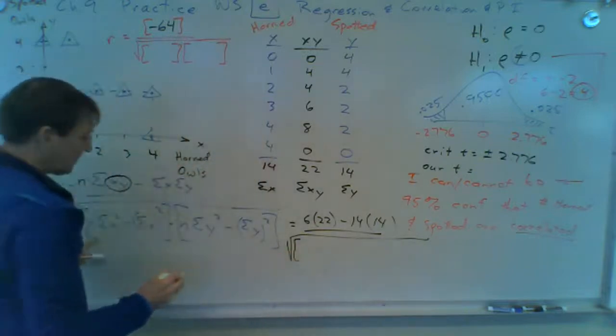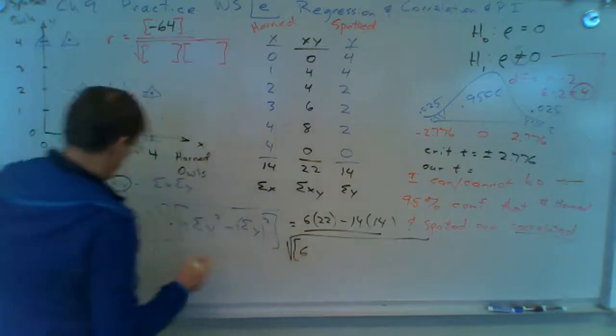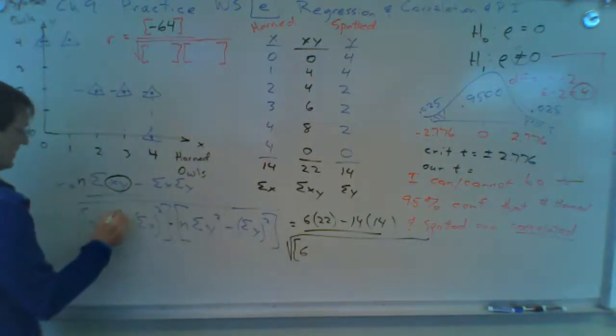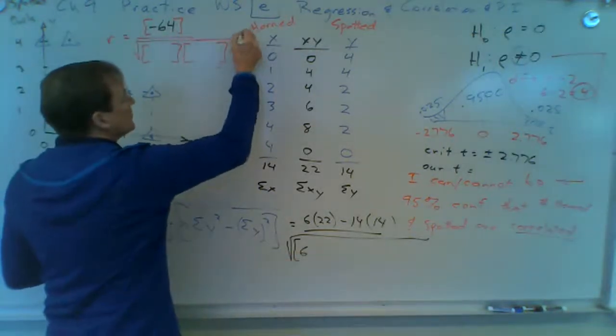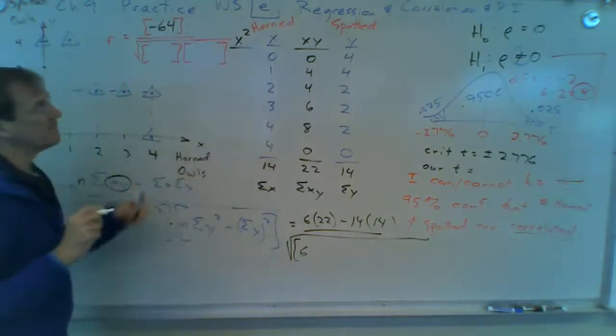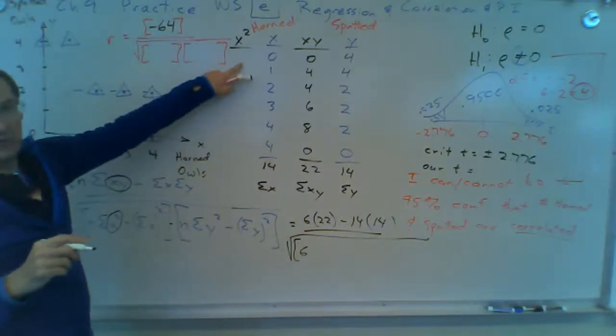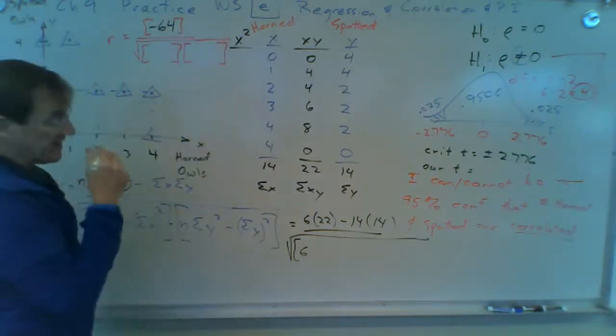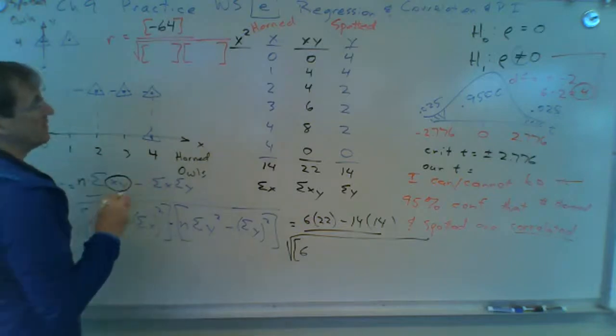It's going to be 6 times the sum of the x squareds. Well, the sum of the x squareds means we need an x squared column. So right here, I'm going to put an x squared column, right next to the x column. You're going to have 5 columns by the time we get done.